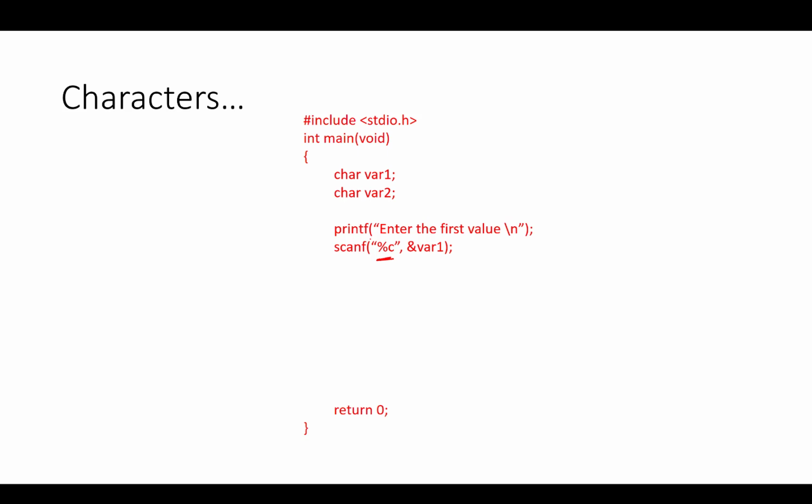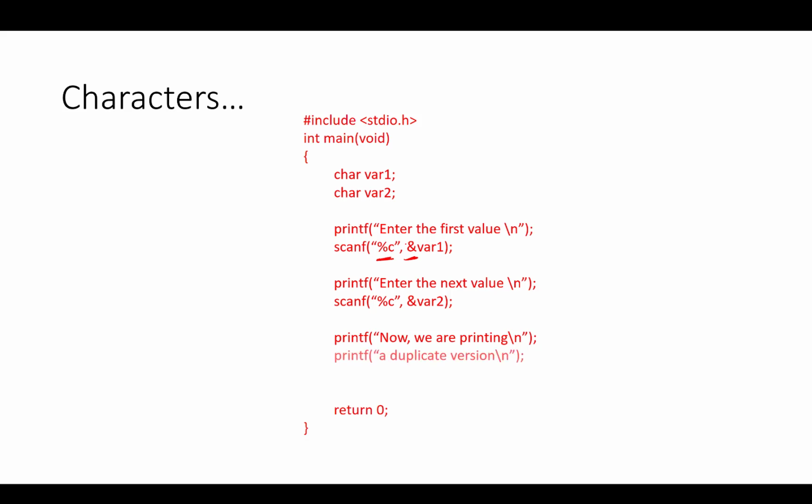And then, as you know, we are still using the & operator, and if you remember, what is the & operator? It's just saying, hey, take the value that the user will enter and put it in the address of var1. Perfect. And then let's do the same thing with the next variable, which is var2. And finally, I'm going to print these variables. So I just have a printing statement. Now we are printing, and then going to the next line, a duplicate version of both inputs.